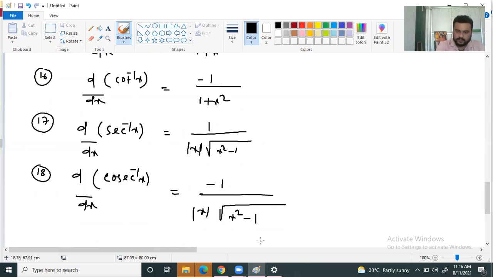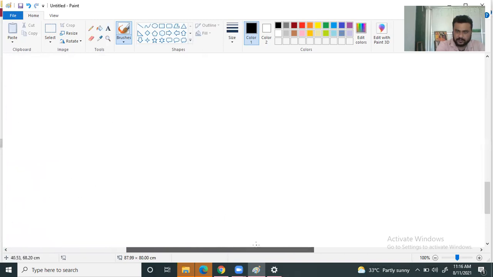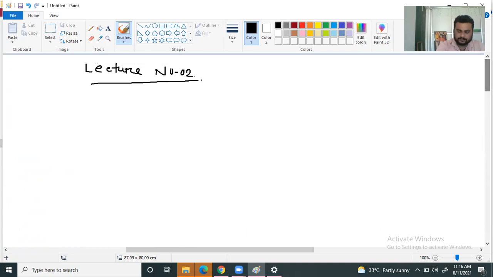These are the basic formulas we have to remember. Then we can do various problems. Today we will discuss the chain rule. Before going to the chain rule, we should know some functions like composite functions.